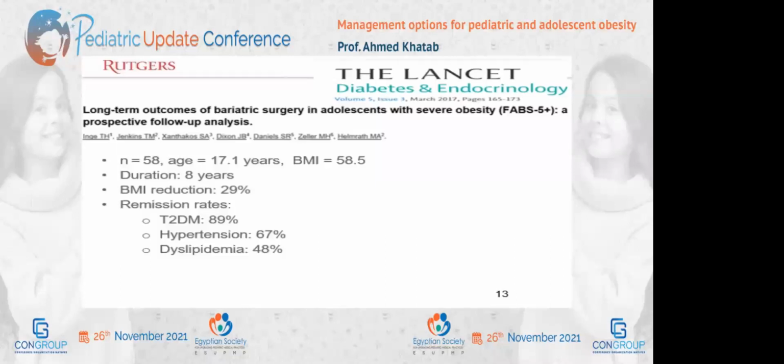This study is a prospective study of about 8-year duration. 58 patients received various bariatric surgical procedures, with an average age of 17 years and an average body mass index of about 58.5 kilograms per meter squared. The study shows at the end of the 8 years, the BMI reduction was about 29% and almost 90% remission rates of type 2 diabetes. Two-thirds of the patients with hypertension had remission, and dyslipidemia remission was in about half the cases.